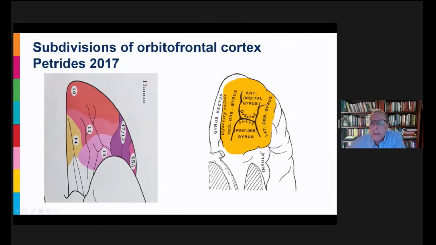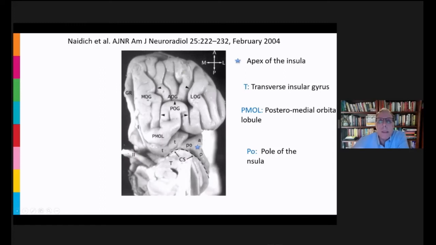As we look at the basal frontal lobe, MOG being the medial orbital gyrus, there are the anterior orbital gyrus, posterior orbital gyrus, and lateral orbital gyrus. Here we are looking at the ventral insula, and here's the apex of the insula where all the gyri kind of meet. Then you see the pole of the insula here, and hidden underneath is the transverse insular gyrus.